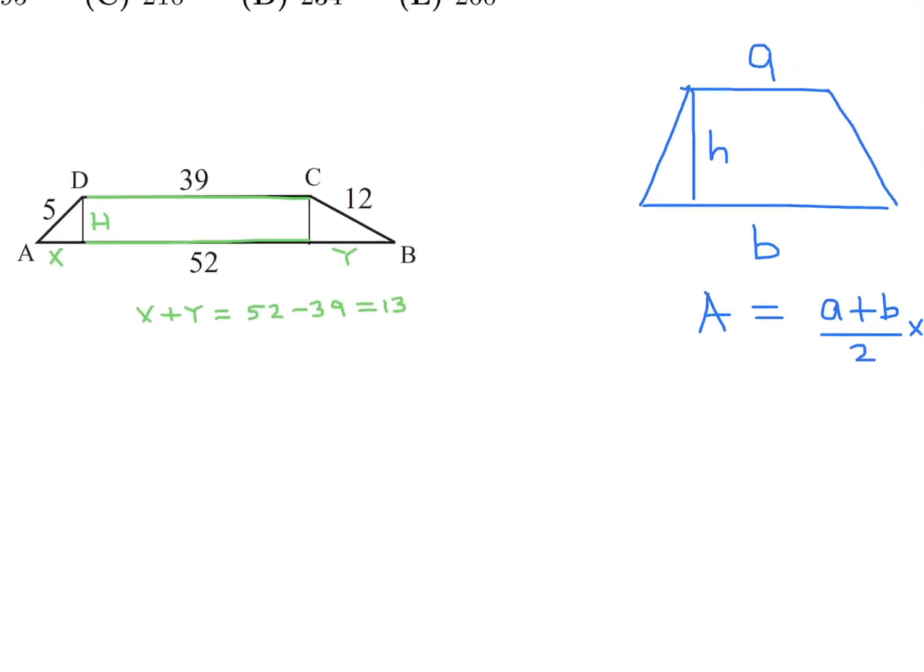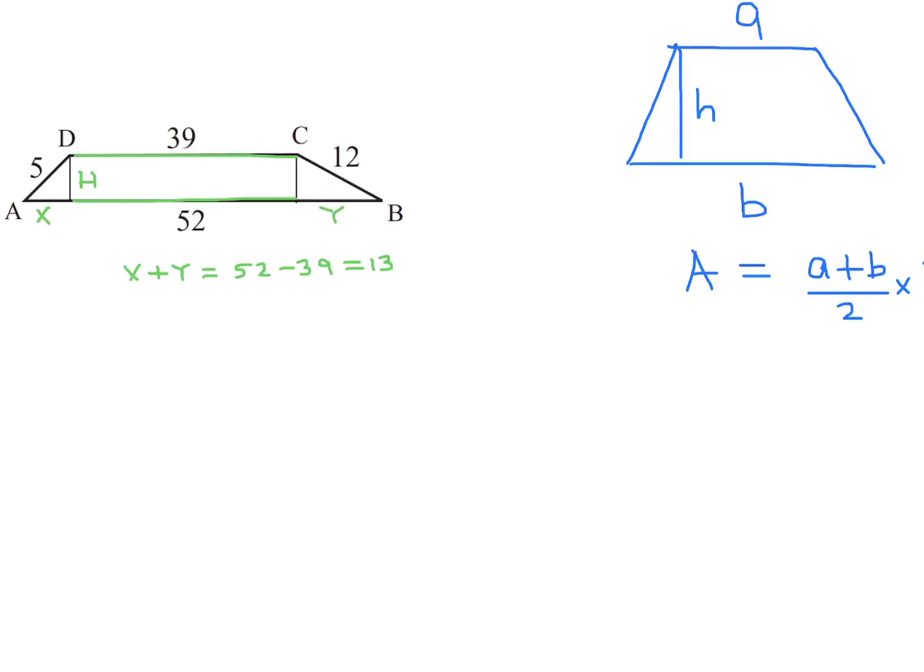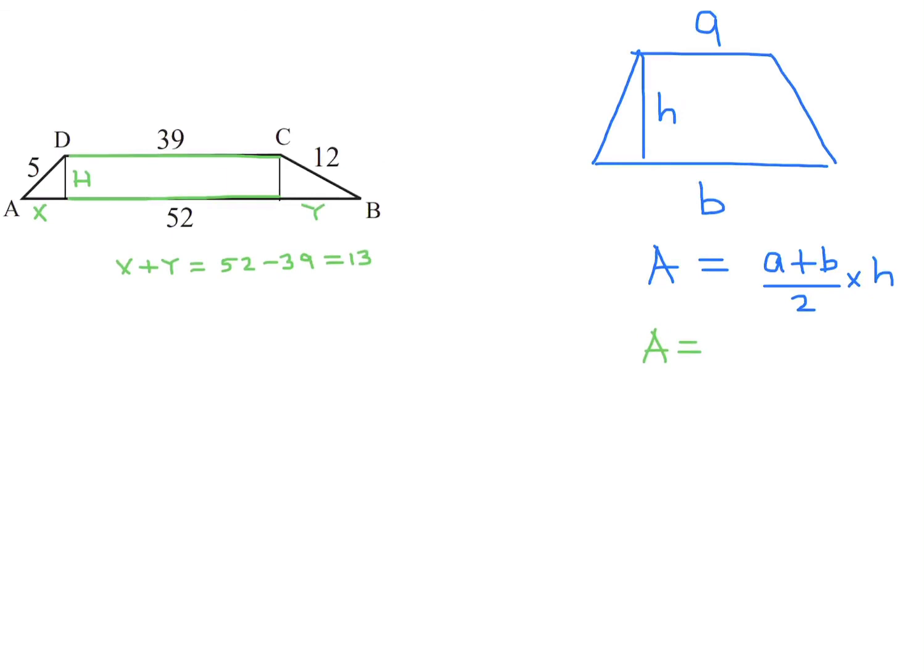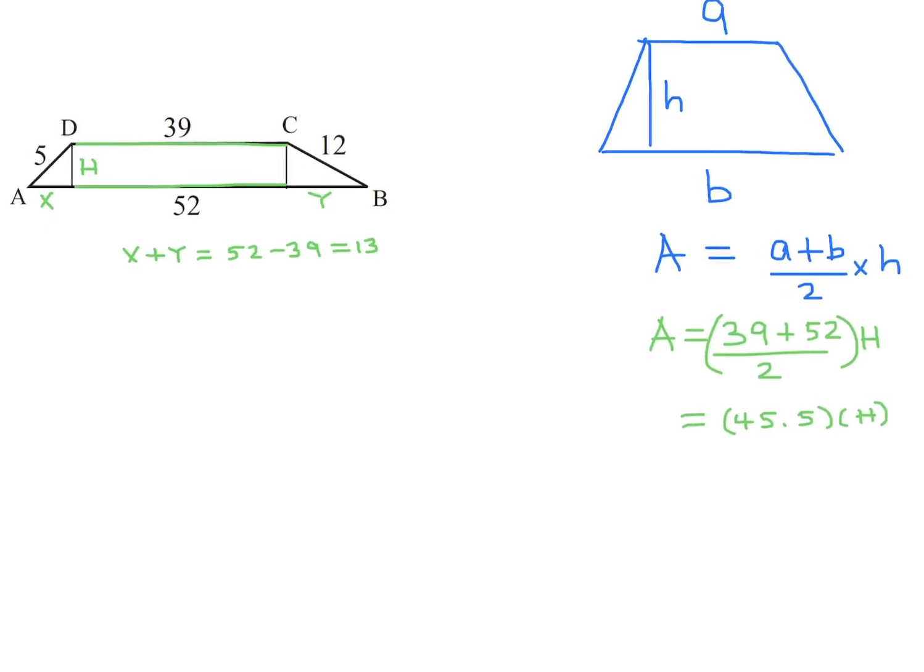And anything else that they give us? I think that's it. I mean, we've labeled everything else. So this area formula, a plus b over 2 times h, we have a lot of this. A is 39 in our trapezoid. B is 52 all over 2 times h. So if we can figure out h, we'll be able to figure this out. So 39 plus 52 divided by 2 is 45.5 times h. So we'll just use this to figure out h right here.